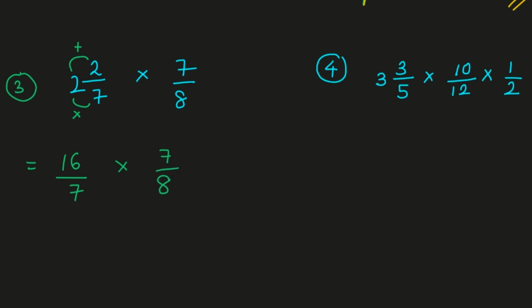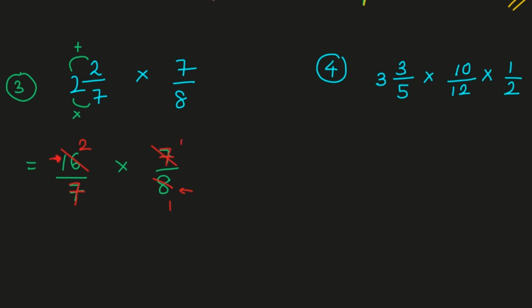Now what? Let's see whether the numerator and the denominator can be divided by the same value. You know that 16 is the numerator and 8 is the denominator. 16 and 8 can be divided by 8. So 16 divided by 8, the answer is 2. 8 divided by 8, the answer is 1. In here as well, it's 7 and in here it's 7. So you know that both the denominator and the numerator can be divided by 7.